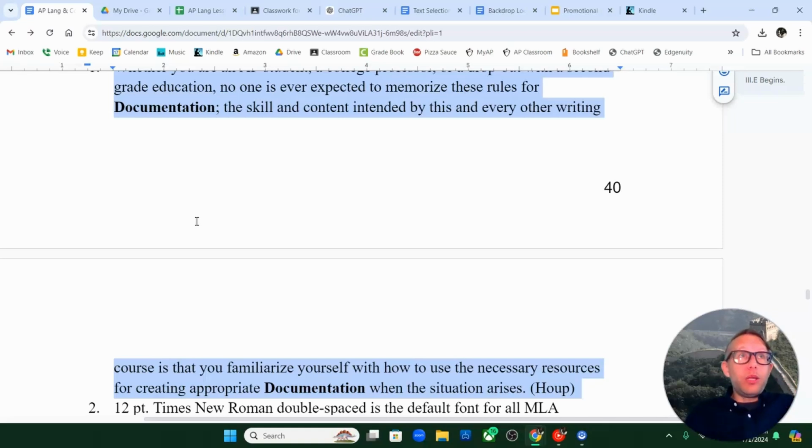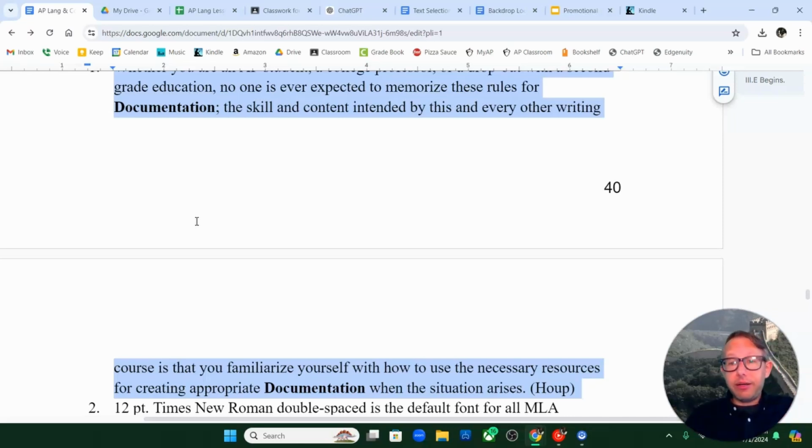Why do we do this? Why do we teach it? Why do we bring it up? Well, this is what I do want you to know how to do. More importantly than having this stuff memorized, my goal is that you guys know how to use the resources at your disposal. As far as this class is concerned, the resource is going to be the Purdue OWL.